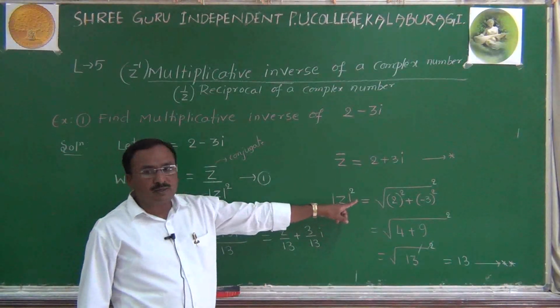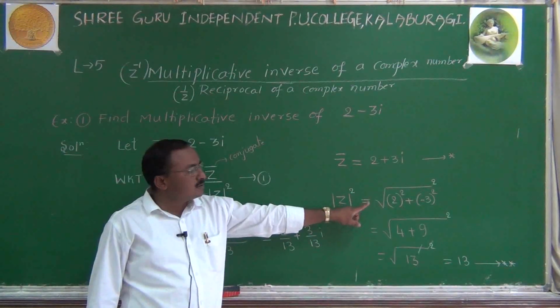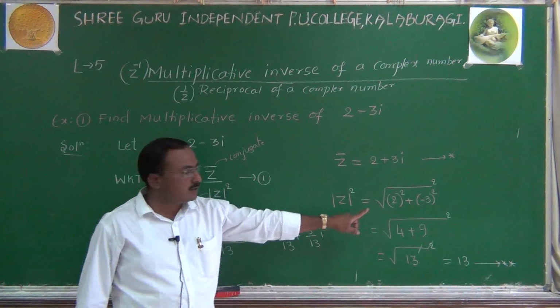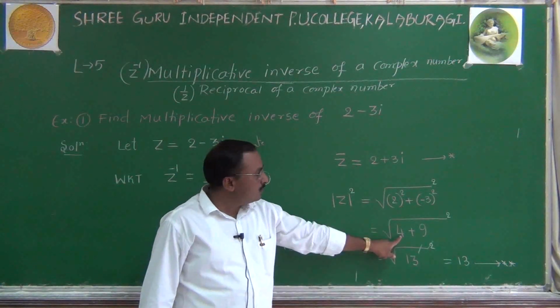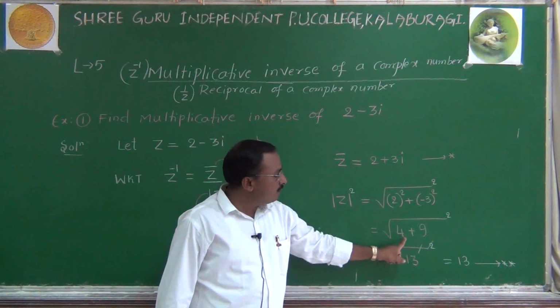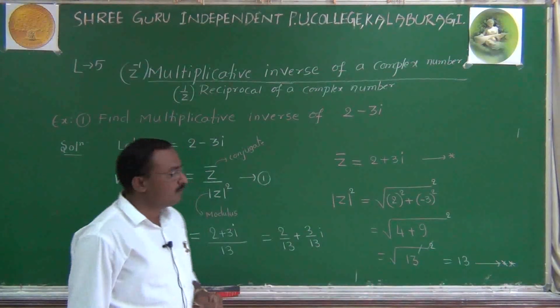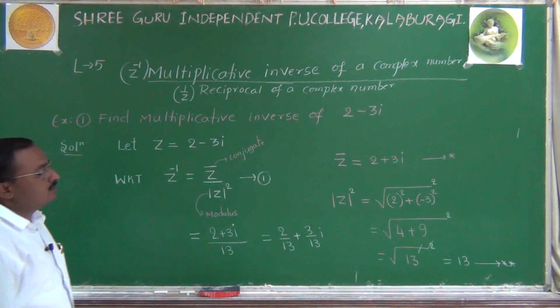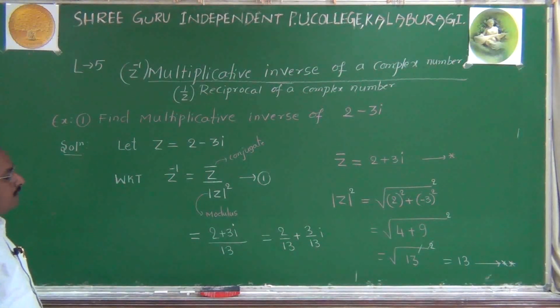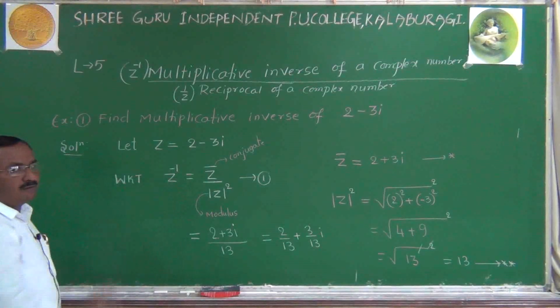Modulus of Z whole square: what do you mean by modulus? Square root of real part square plus imaginary part square. Real part square, 2 square is 4. Negative square always positive, 3 square is 9. 4 plus 9 is 13. Square and root get cancelled. Value is 13. Substitute all these values in the formula.